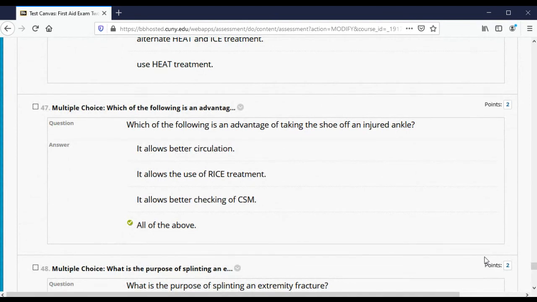Which of the following is an advantage of taking the shoe off an injured ankle? Well, it allows for better circulation, allows for the use of RICE treatment, it allows for better checking of circulation, sensory, motor sensation. But the answer is all of the above.